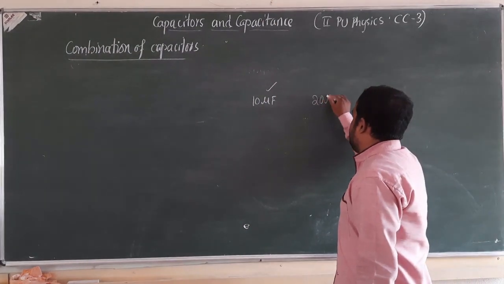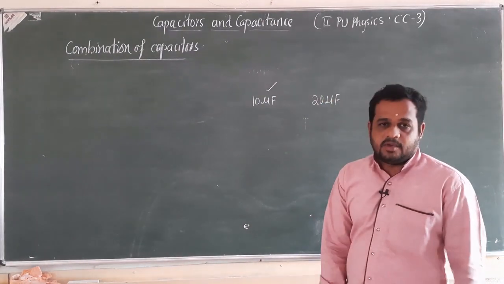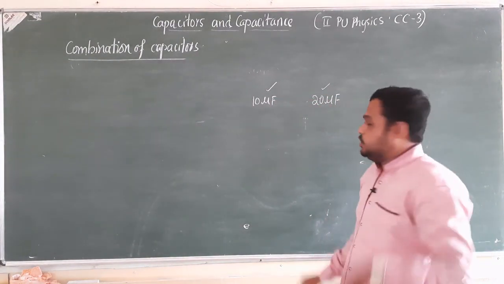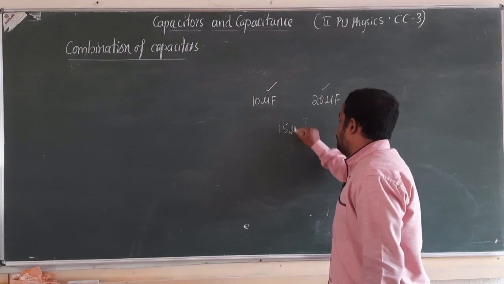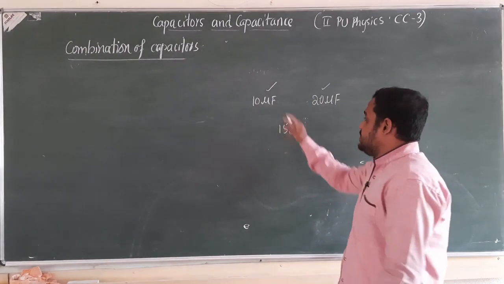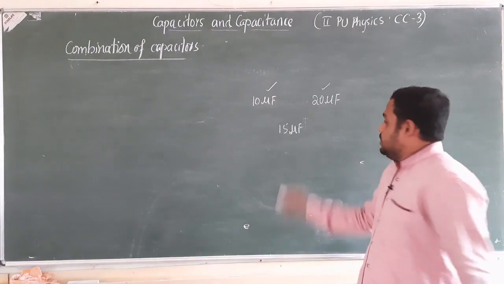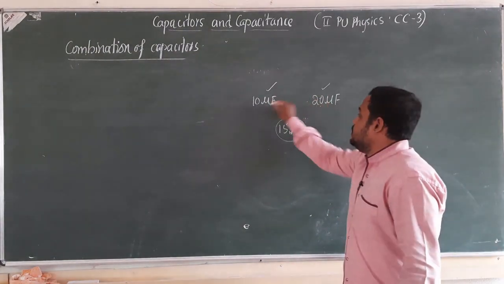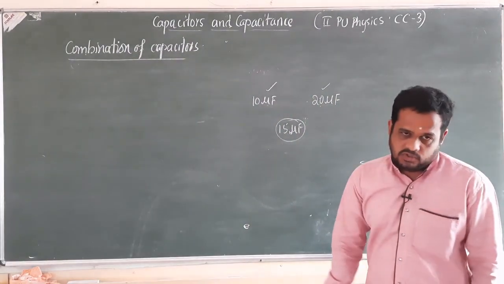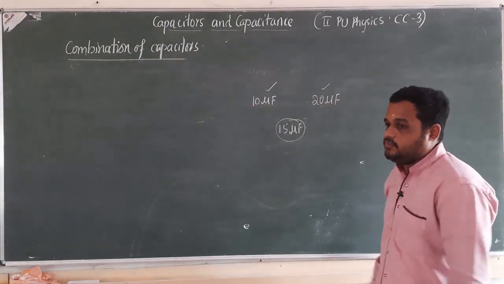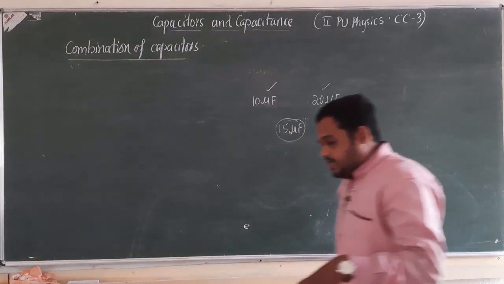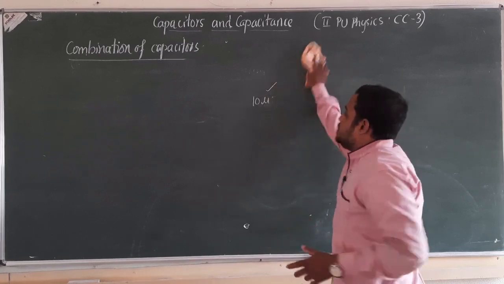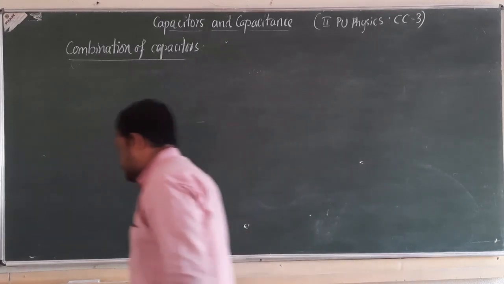Another standard value, let it be 20 microfarad. Okay, 20 microfarad. Now these two are the available standard values. In a circuit, if you want to connect a 15 microfarad capacitor, it is not available here. Now to get this 15 microfarad capacitor, we have to combine the available values. So that is the use of combination of capacitors. Using the available values to get the desired value of capacitance, we can use combination of capacitors.